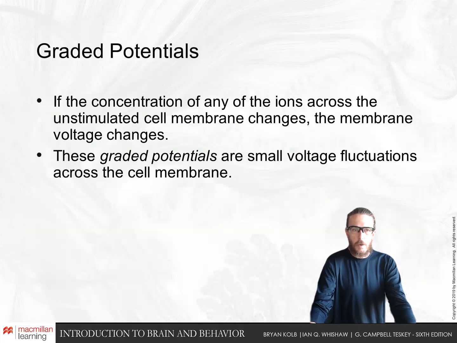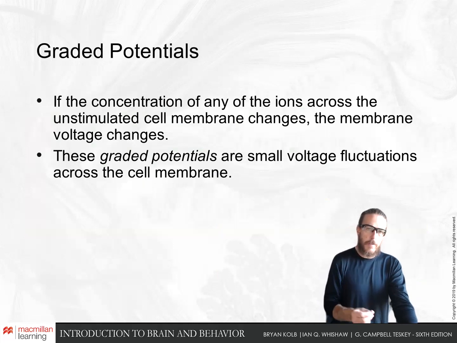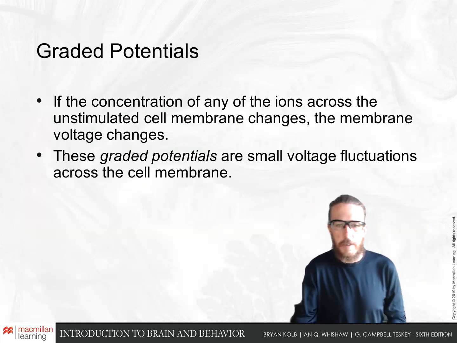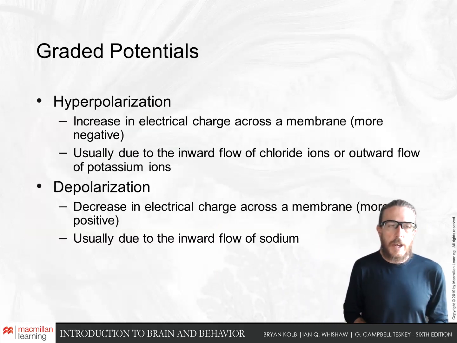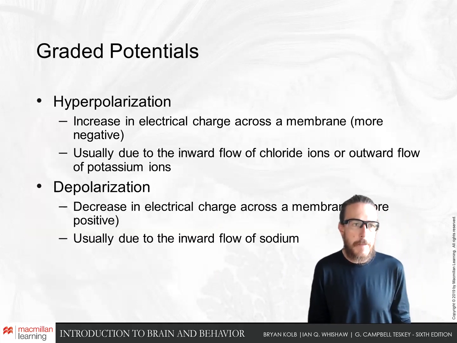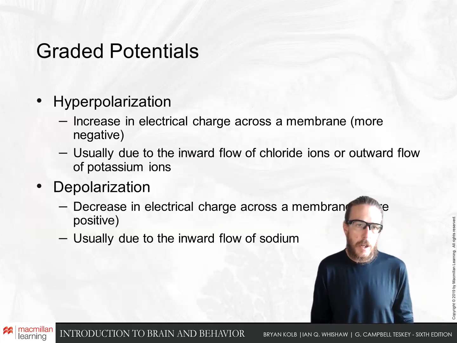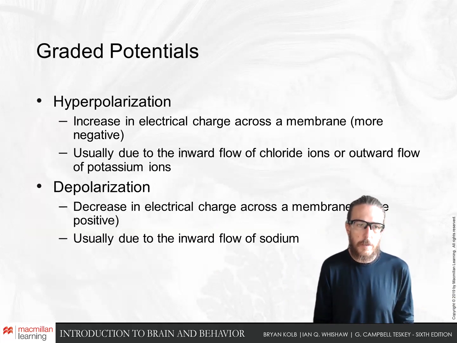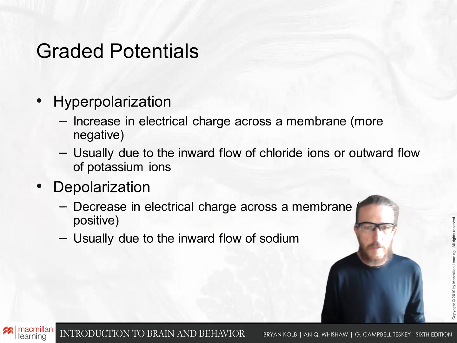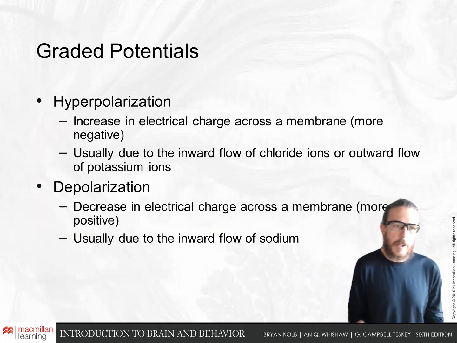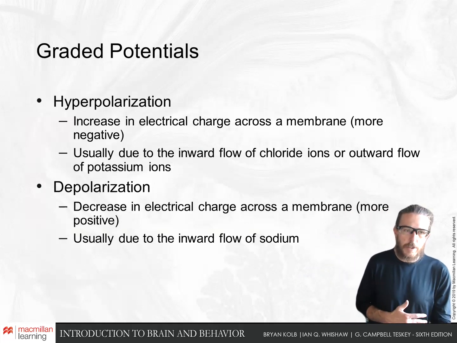So we call these graded potentials. They're small fluctuations in voltage across the cell membrane caused by input from other neurons. And these can occur in two types: hyperpolarization, when the electrical charge across the membrane increases, for instance when chloride ions come in or potassium ions go out. Or depolarization, which is something that occurs prior to an action potential.